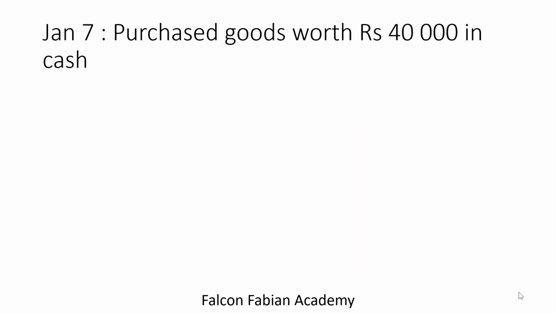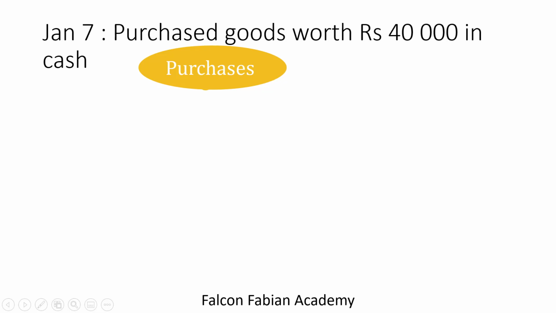Now let's move ahead and record the next transaction. So the transaction is on January 7th, purchased goods worth rupees 40,000 in cash. When the business buys goods, the name of the account you are going to use is going to be purchases. So when a business sells goods or inventory, the name of the account is going to be sales. And when the business buys goods, inventory or stock, the name of the account is going to be purchases.